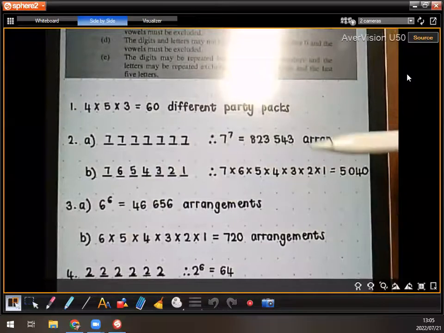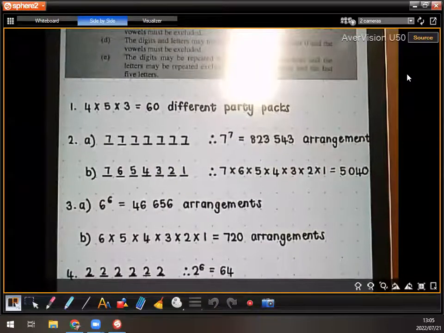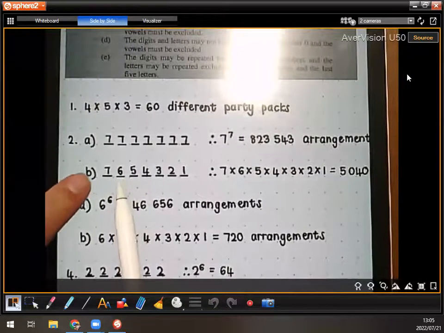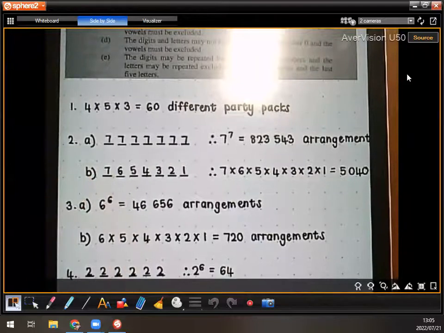Okay, for the next one now, they say that the letters may not be repeated. So that means that if you put an F in the first slot, you can't use F again, right? So that's why for the first letter of your word that you're going to make, you can use any of the 7 letters. But whatever you used in that first slot, you can't use that again. So for the next slot, you only have 6 options, right?